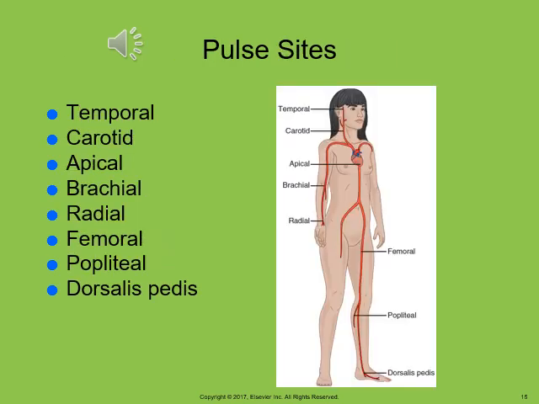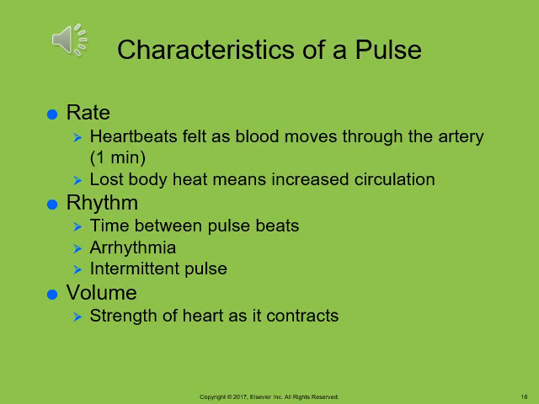This figure shows the pulse sites. The carotid artery is most commonly used in emergencies to check the pulse during CPR. The brachial pulse is the artery that is felt and heard when a blood pressure is measured. The characteristics of a pulse are measured by rate, rhythm, and volume. Because the body must balance heat loss by increasing circulation, the pulse rate is proportionate with the size of the heart. What causes various pulse rates?